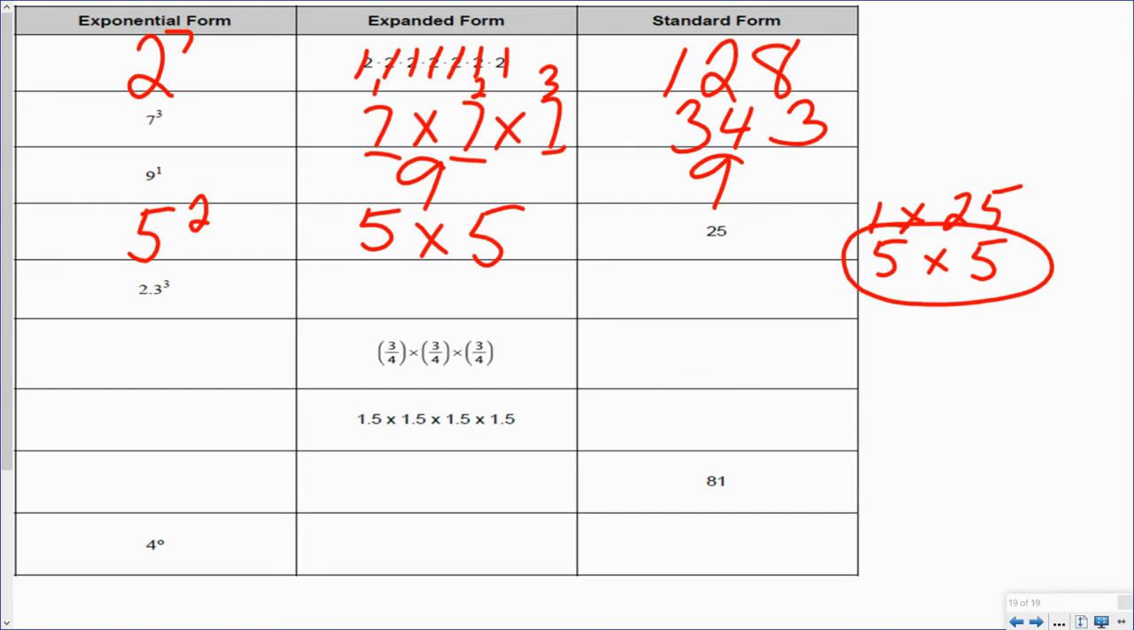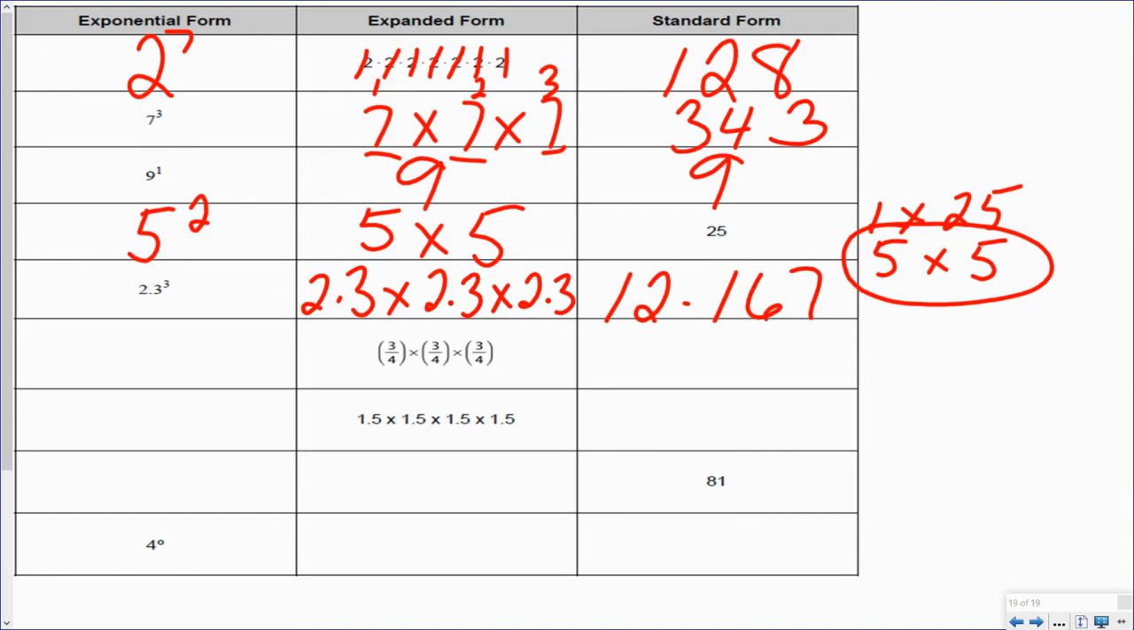Here I have 2 and 3/10 to the third power, so that would make it 2 and 3/10 multiplied by 2 and 3/10 multiplied by 2 and 3/10. And when I multiply that out, I get 12.167.